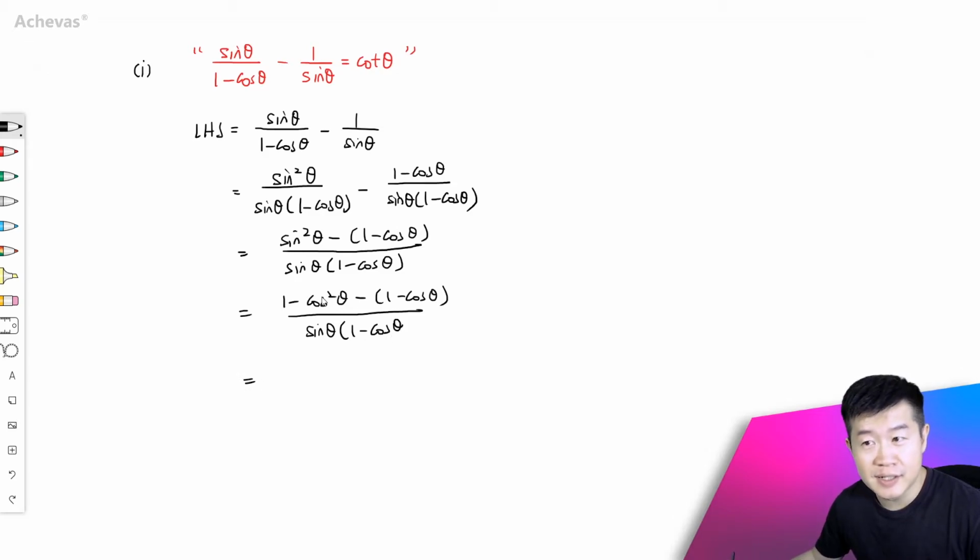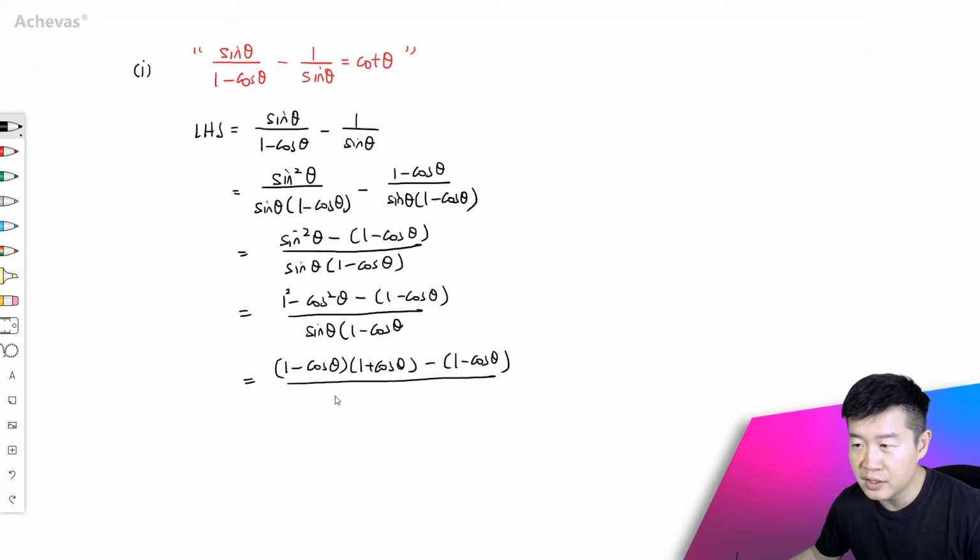Let's factorize this by treating 1 as if it is 1 square. So we can re-express this as (1 minus cosine theta) and (1 plus cosine theta), because now we have a case of a square minus b square, which is (a minus b)(a plus b). Then minus (1 minus cosine theta), this divided by sine theta, there's a close bracket here, (1 minus cosine theta).